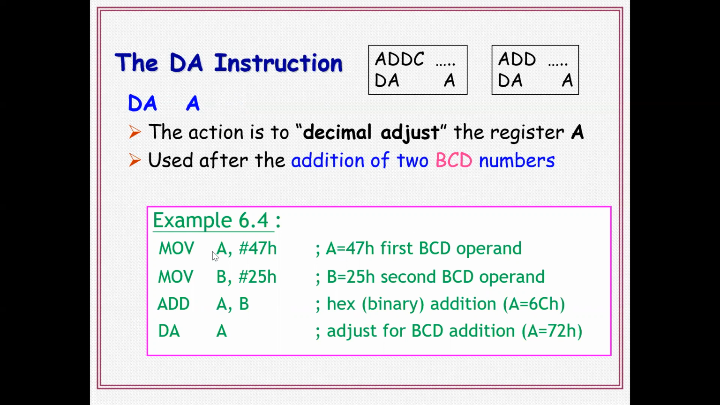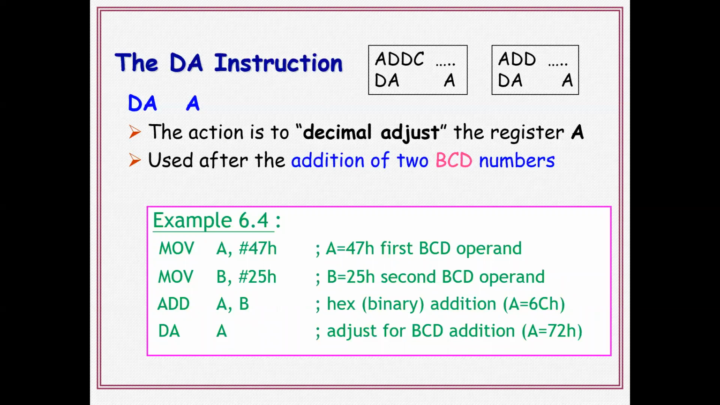For example, MOV A, #47H and MOV B, #25H. Here 7 plus 5 is 12, and 12 can be represented as C. 4 plus 2 is 6. The result is 6C. It is BCD addition, so after completion of this instruction, apply decimal adjust after addition. If the lower nibble is greater than 9, or the auxiliary carry is set, or the upper nibble is greater than 90, or the carry flag is set, then automatically 6 is added to the previous result.